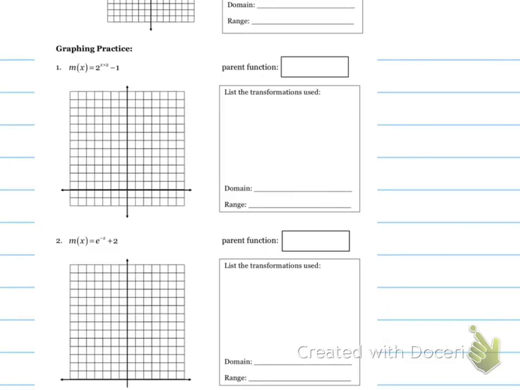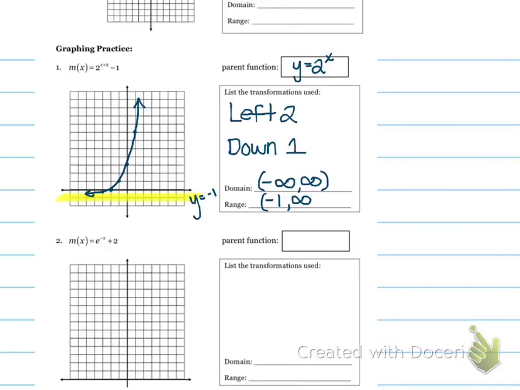So go ahead and try numbers 1 and 2 on your own and see if you get what I get for your parent function, your transformations, your graphs, and then your domain and your range. So this is what I got for my first one. My asymptote was affected by my down 1 shift, which also affected my range.